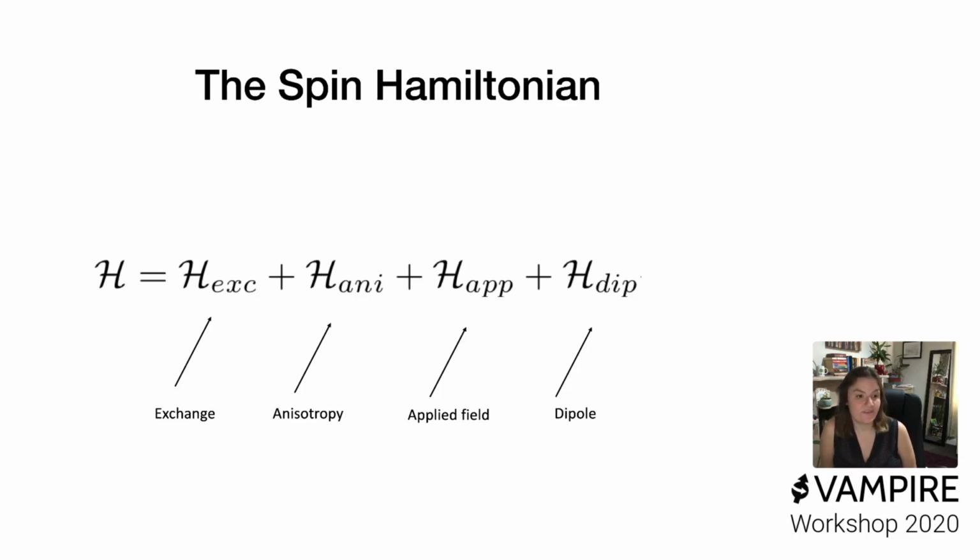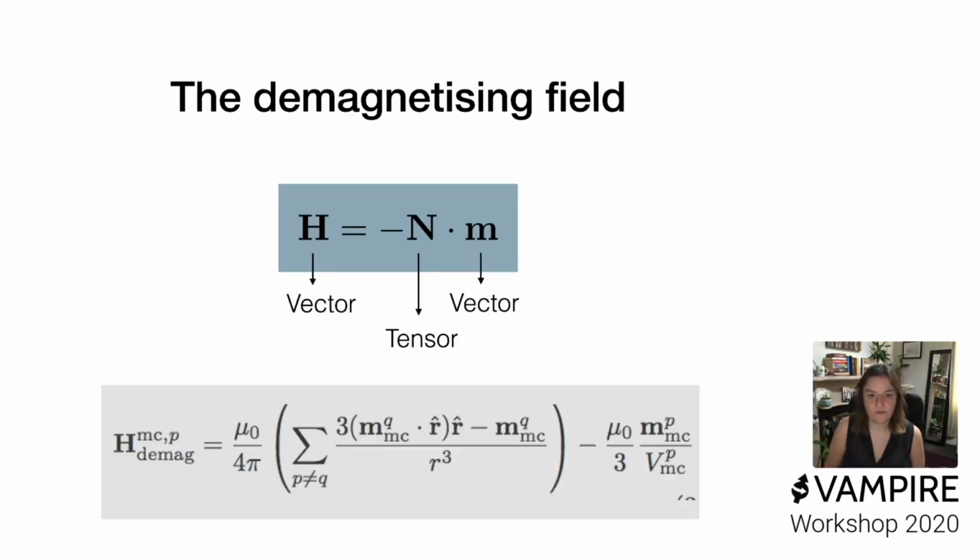So now we've got the spin Hamiltonian equals the Hamiltonian due to the exchange, plus the Hamiltonian due to the anisotropy, plus the Hamiltonian due to the applied field, plus the dipole field Hamiltonian. So how do we calculate the dipole field Hamiltonian?